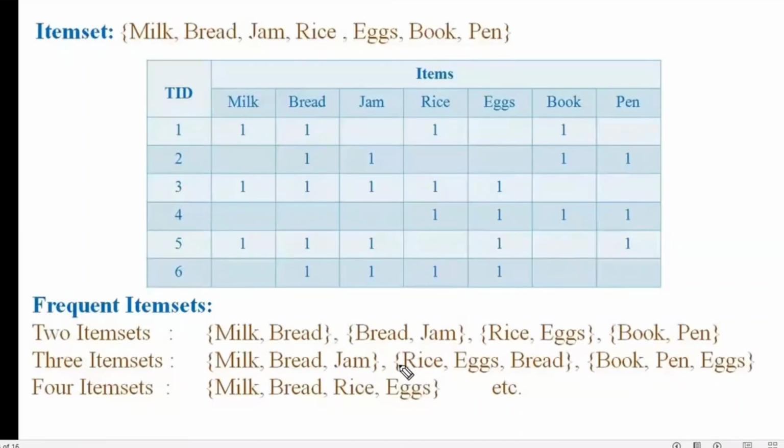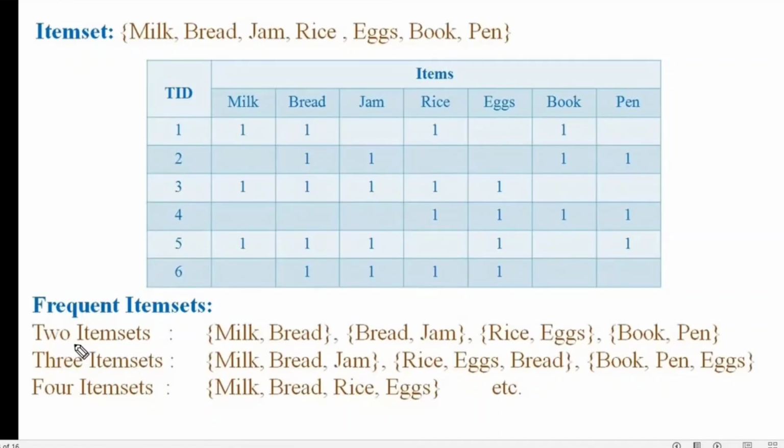Similarly, for 3 combinations, whatever the 3-combination possibilities are, every possibility I will write. Whatever the 4 are, 4 combinations also I will write. 5, 6, and finally 7. Total 7 items are there, 7 items in one set.